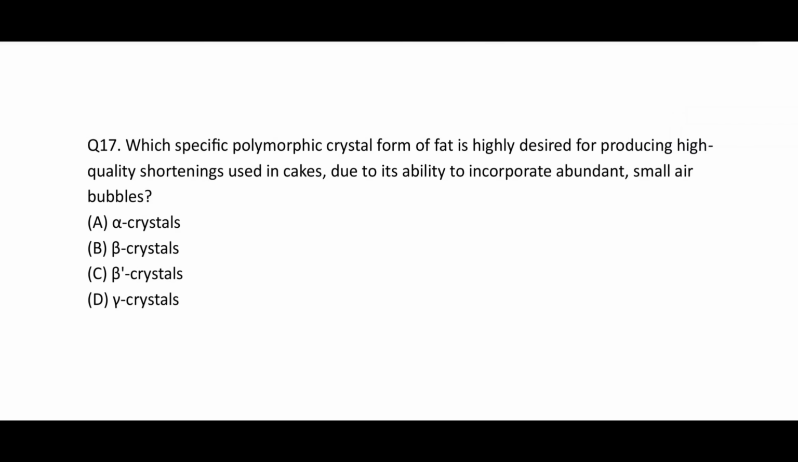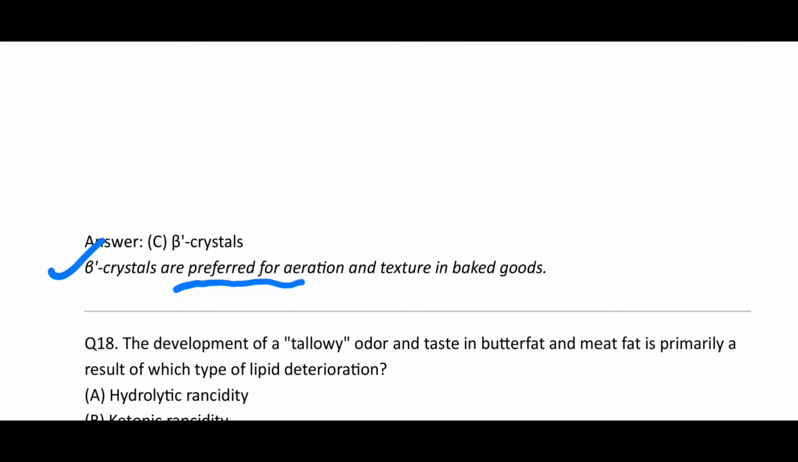Next question is, which specific polymorphic crystal form of fat is highly desired for producing high quality shortenings used in cakes due to its ability to incorporate abundant small air bubbles? So the right answer will be option C, which is beta prime crystals. So this form of fat is highly desirable to maintain texture in baked goods.